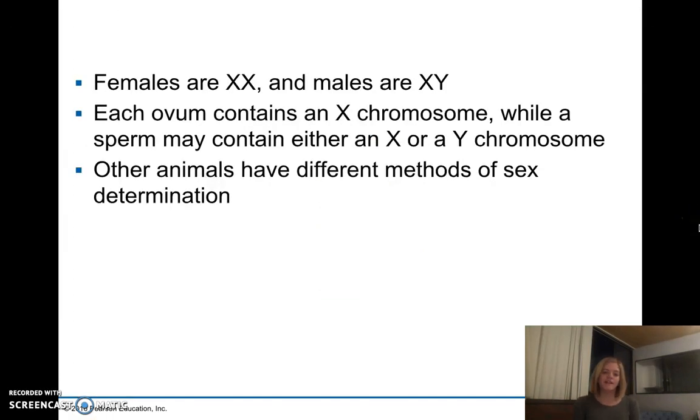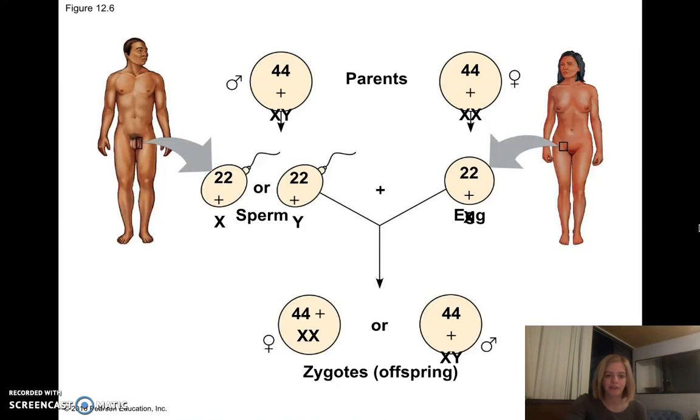Females, like I said, are XX, and males contain XY, and each egg, no matter what, contains an X because of that fact, and male sperm can either contain an X or a Y. There are other animals with different methods of sex determination, but we'll focus on those that use the X and the Y for now.